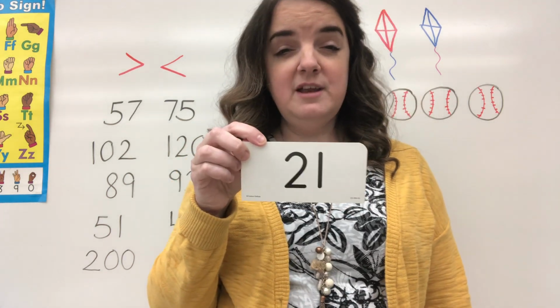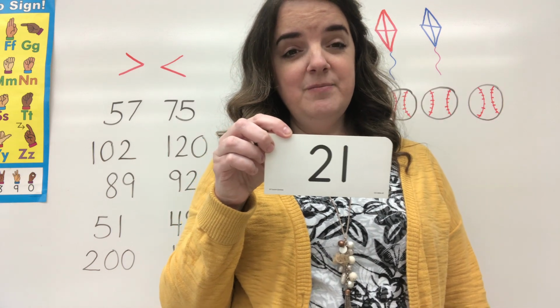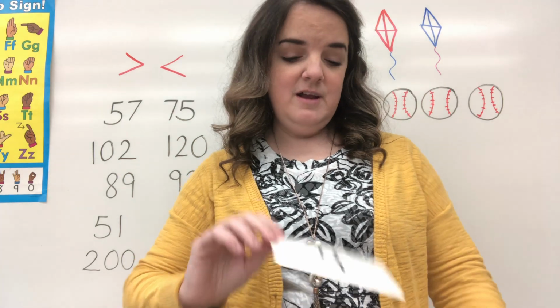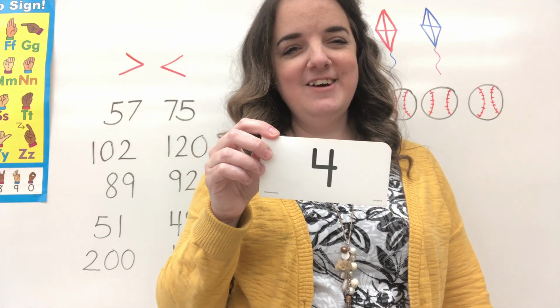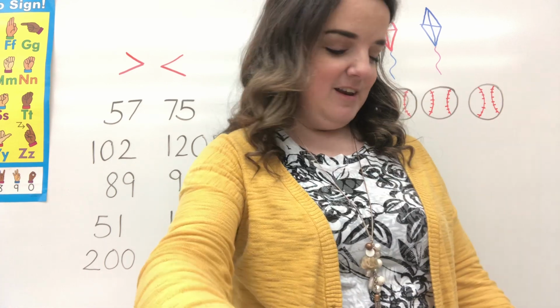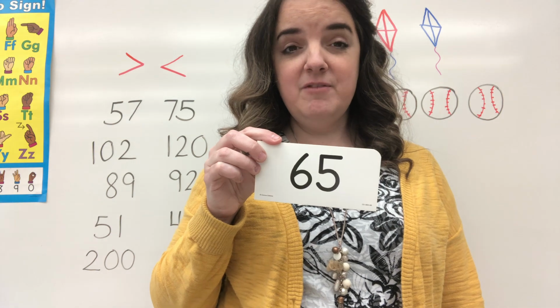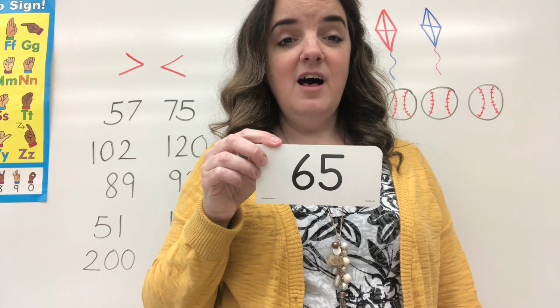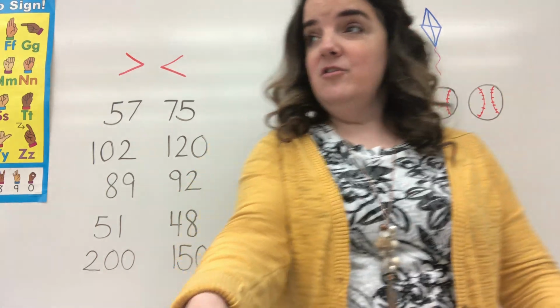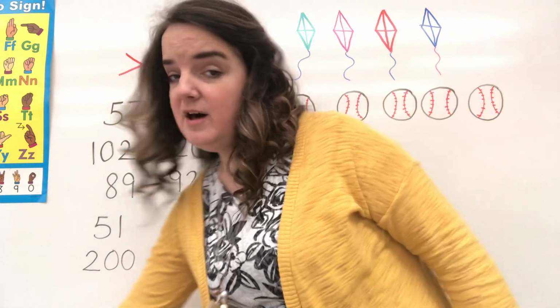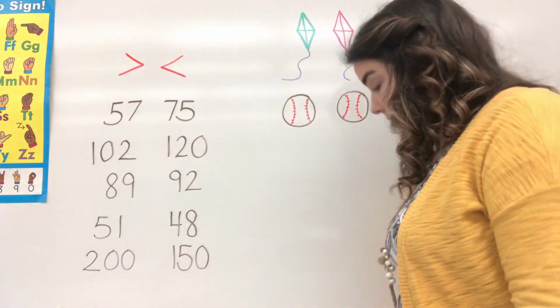21. 21, even or odd? The correct answer is odd. All right. 4. Ooh, 4. Is this even or odd? And the correct answer is even. And we'll do one more. 65. 65, is that even or is that odd? The correct answer is odd. Okay, very good.